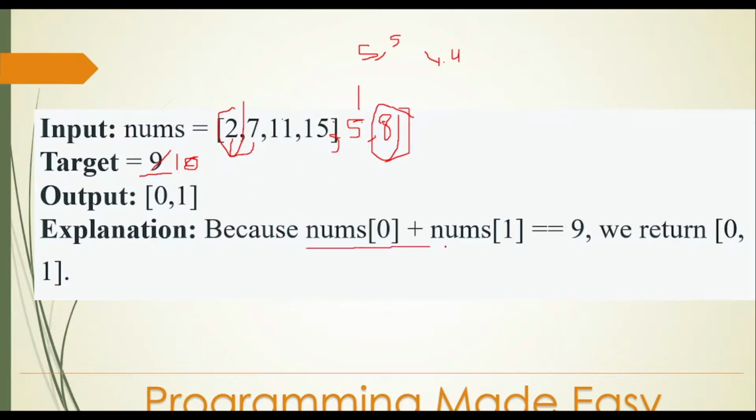So that is the meaning in here, that we could not use duplicates or an element twice. So the explanation is quite straightforward. That is, the number at 0 plus the number at 1 adds up to 9. So we are returning the 0 and 1. Okay, so now let us see how we could code this in Apex.